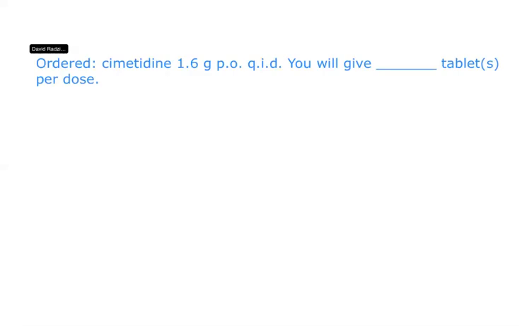All right, so the order for this particular medication is cimetidine, 1.6 grams, PO QID. And the cimetidine is just the generic for Tagamet, and Tagamet is available in 400 milligram tablets. So in this question, you're asked to give how many tablets.